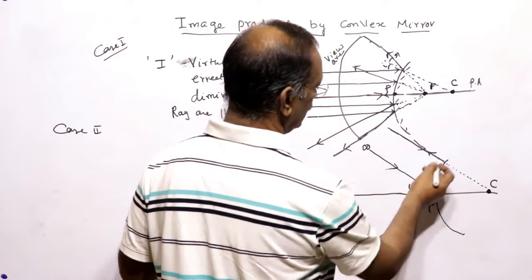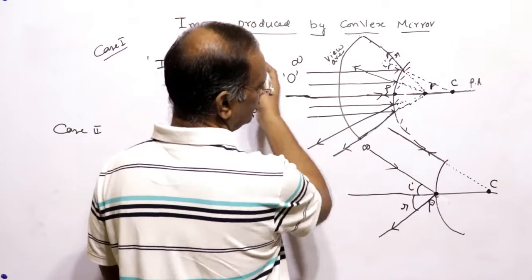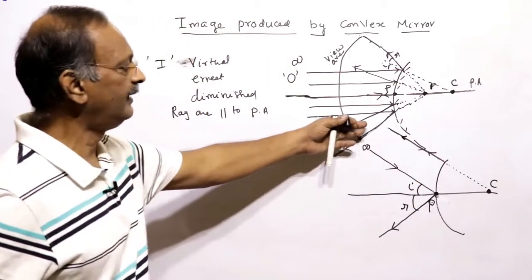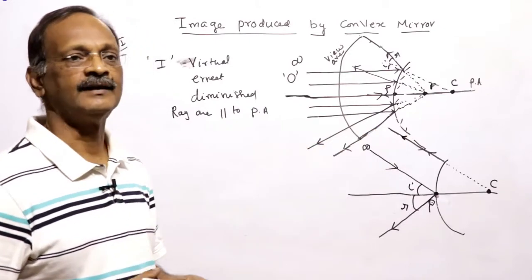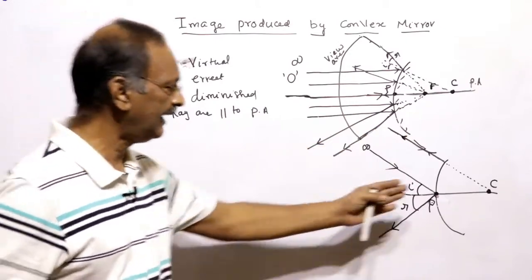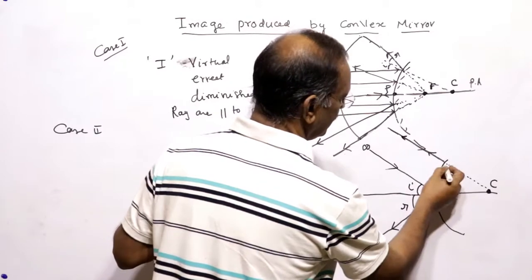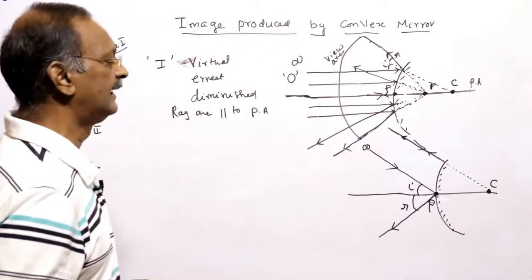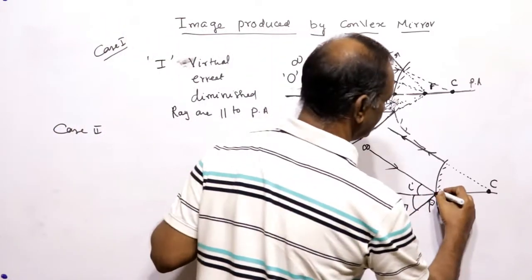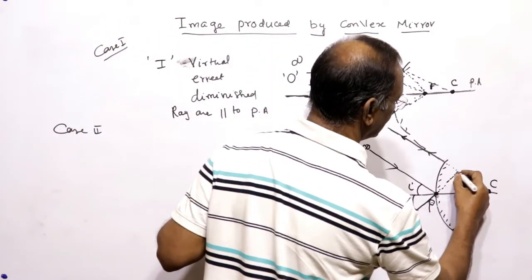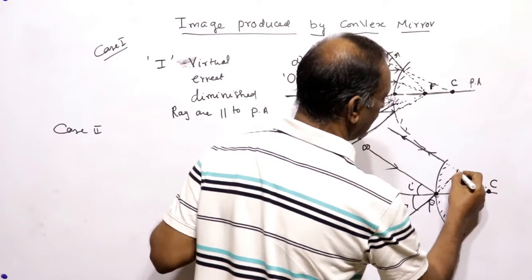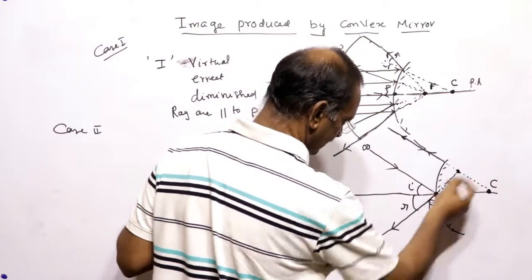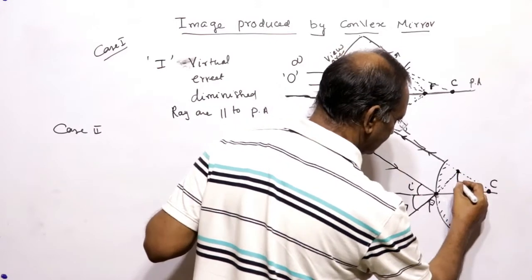Now, one reflected ray is going this way, another reflected ray is going this way. There is no way both can intersect in front of this convex mirror. So what we will do, we will extend these rays backwards. We will extend them backward, and at this point both the rays seem to meet: this ray is coming this way, and this ray is coming this way.